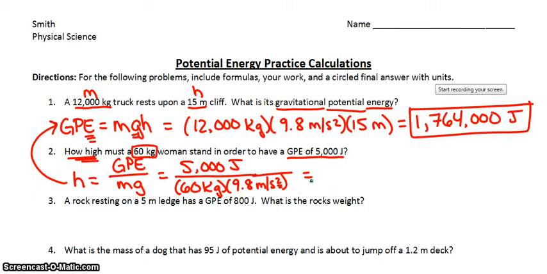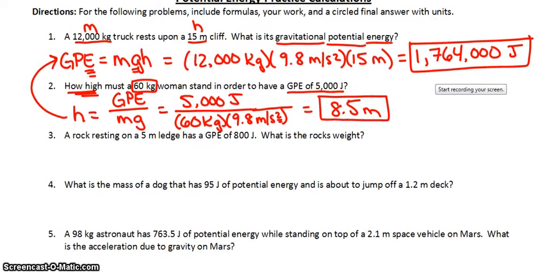So make sure you do your 60 times your 9.8 in the denominator first. Then we'll take 5,000 divided by that value. You will get 8.5 meters. If you do not use parentheses and you just throw a bunch of numbers into your calculator, you will frequently get the wrong answer. Make sure you're following the order of operations.